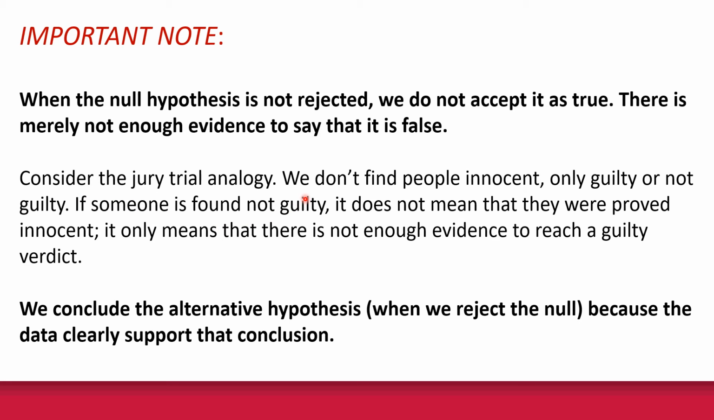We don't find people innocent. We only find them guilty or not guilty. So if someone is found not guilty, it does not mean that they were proved innocent. It only means that there was not enough evidence to reach a guilty verdict. So we conclude the alternate hypothesis when we reject the null because the data clearly support that conclusion.